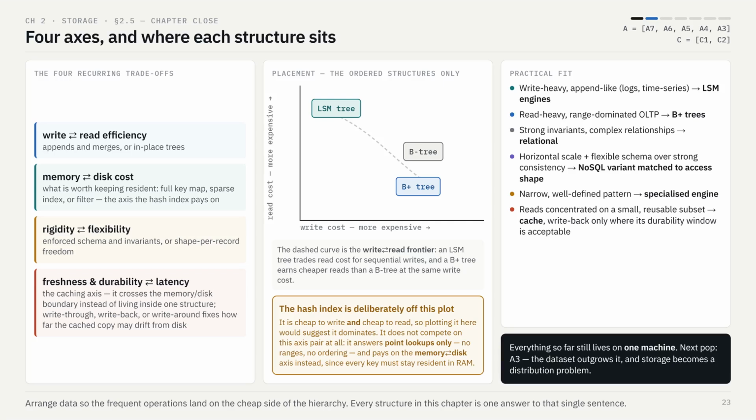Everything we've built so far still lives on one machine. Chapter 1 gave that machine an honest sense of time. Chapter 2 gave it an honest price list. But we're still assuming that everything we own fits inside it. Let's remove that next, and storage stops being a local optimization problem and becomes a distribution problem.